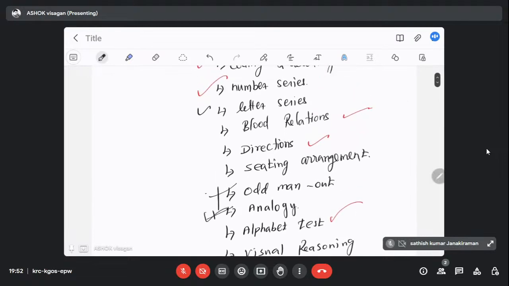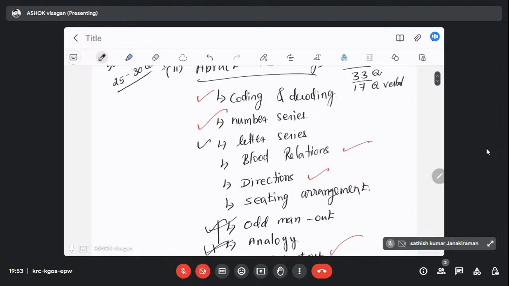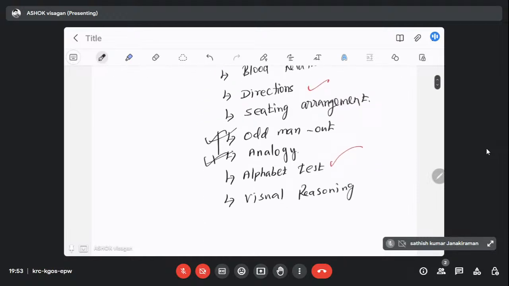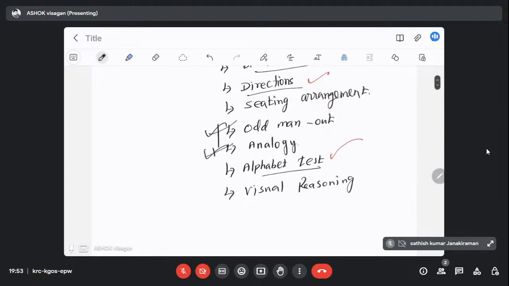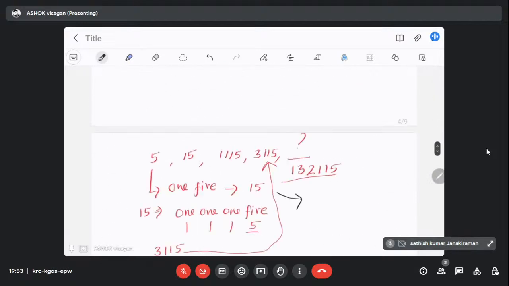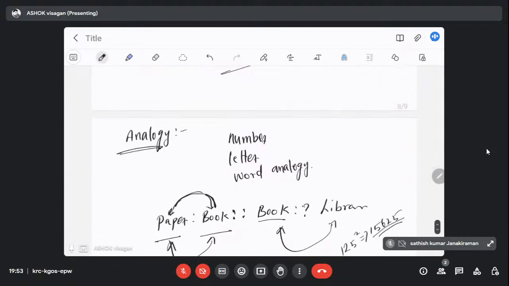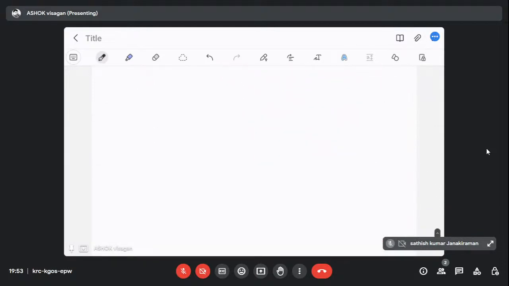So now analogy is over, letter series over, number series over, coding and decoding over. And the remaining one is the alphabet test, because you people know what blood relation questions and direction questions are. We'll finish this alphabet test. Alphabet test is very, very simple, but we have many types in this alphabet test. For example, I'll give you the word undertaking.